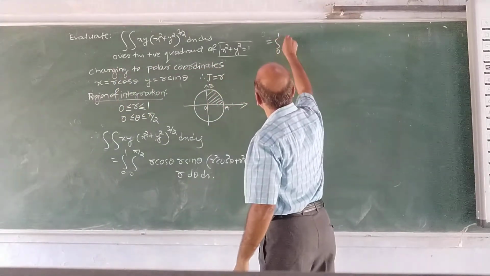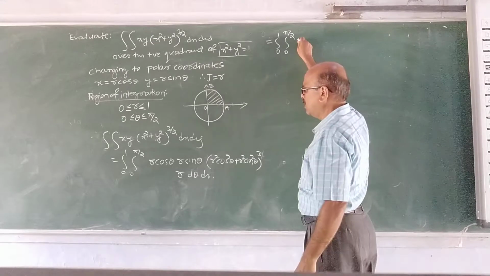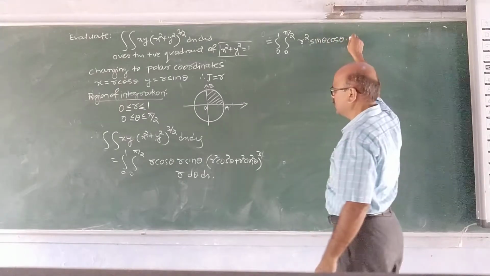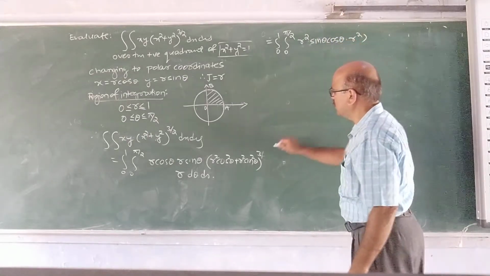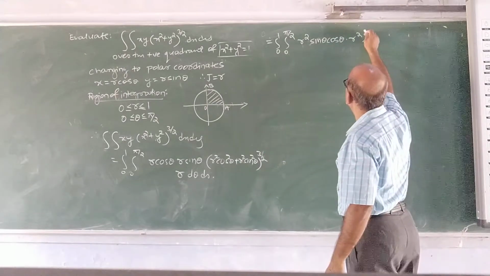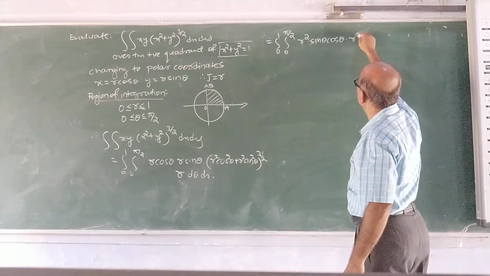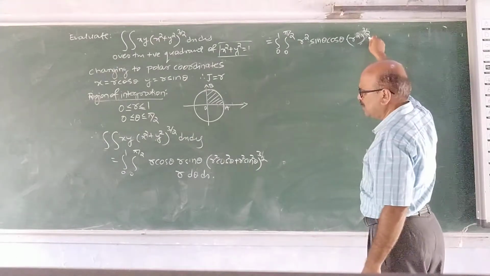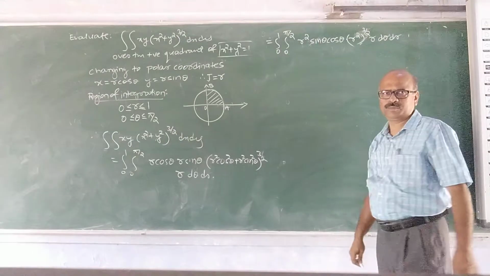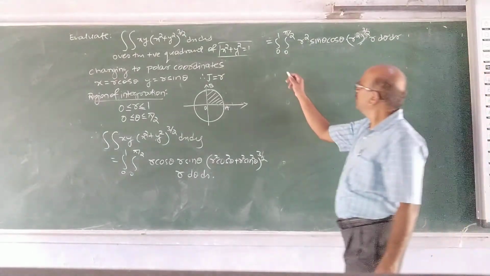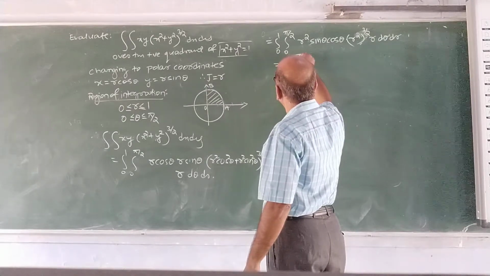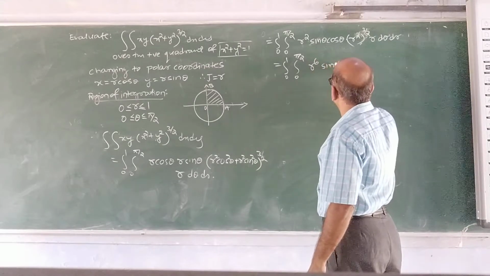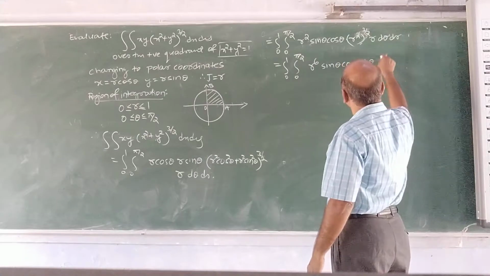Therefore, 0 to 1, 0 to pi by 2, r square sin theta cos theta, r square raised to 3 by 2, r square cos square plus sin square is 1, 3 by 2, into r d theta dr. 0 to 1, 0 to pi by 2, r raised to 6 sin theta cos theta d theta dr.